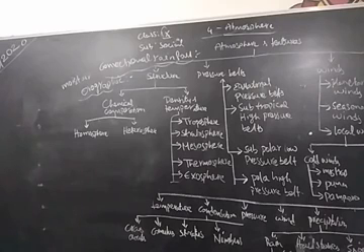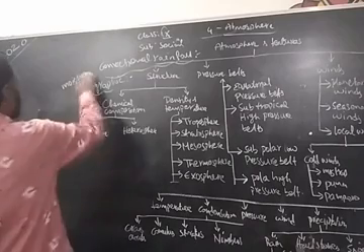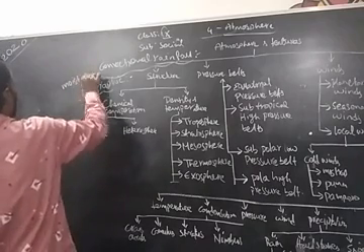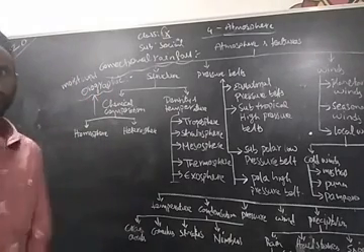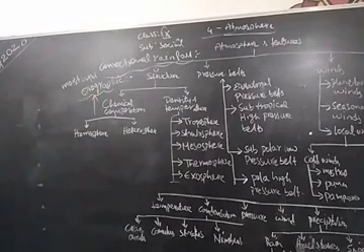This orographic rainfall occurs when moist wind is forced to rise over a mountain or other elevation in its path. So this orographic rain occurs when the moist wind is forced to rise over the mountain or other elevation.